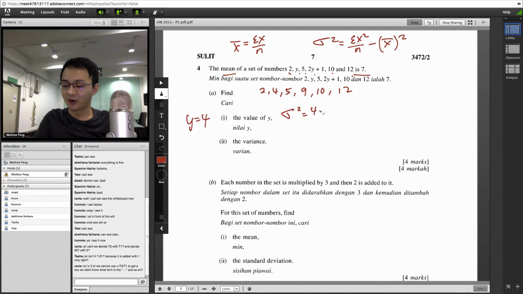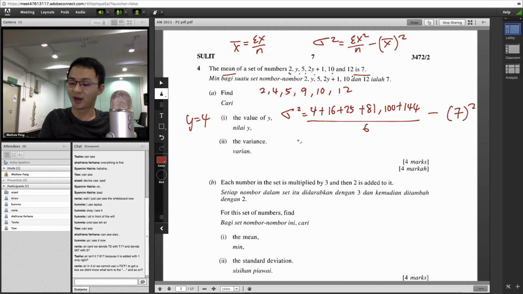2 squared is 4, 4 squared is 16, 5 squared is 25, 9 squared is 81, 10 squared is 100, and 12 squared is 144, divided by 6 minus the mean. The mean is 7, so 7 squared. Okay, this is how we do variance. Just remember the formula is sum of x squared. Sum of x squared means all the numbers you have to square.